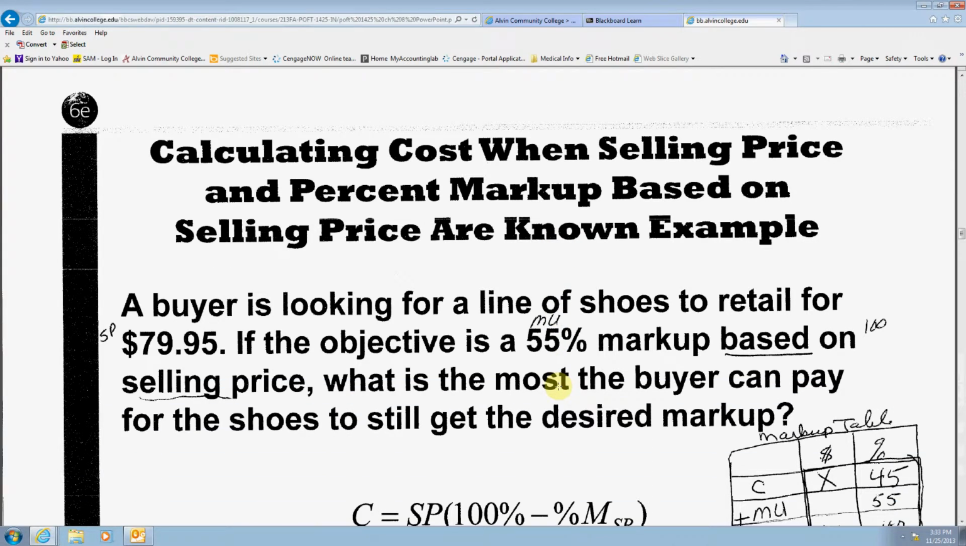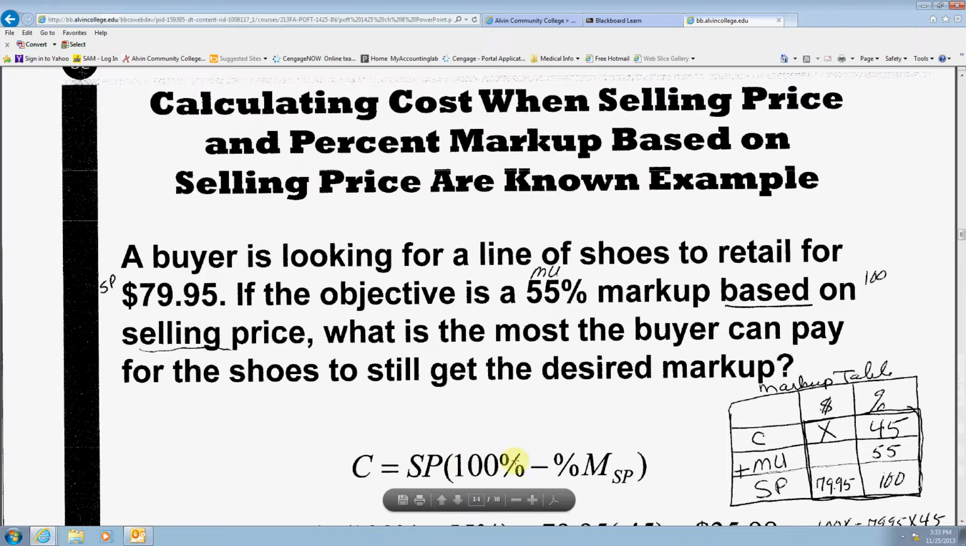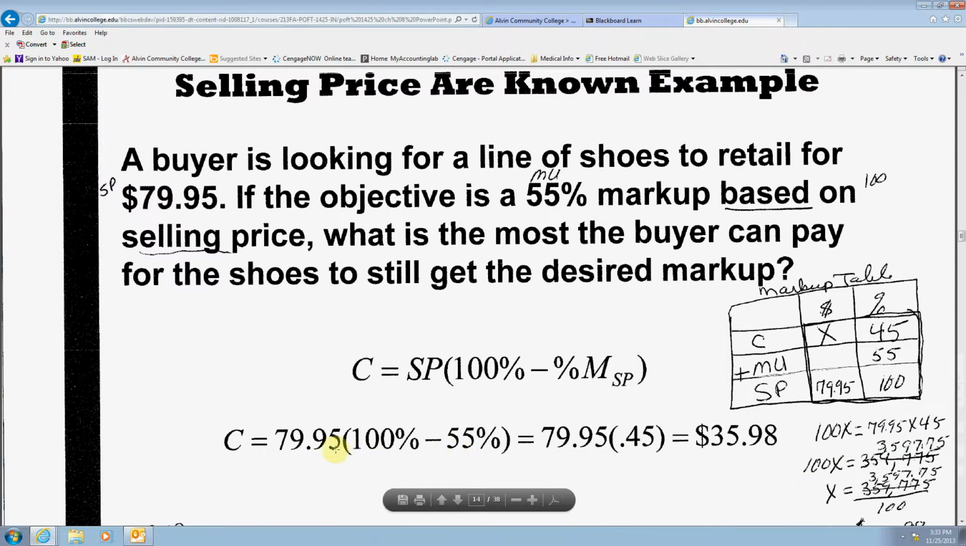A buyer is looking for a line of shoes to retail for $79.95. That's the selling price they wanted to have. If the objective is a 55% markup based on selling price, what is the most the buyer can pay for the shoes to still get the desired markup? The formula is selling price times 100% minus the percent of markup based on selling price. So it's $79.95, 100% minus 55%, gives $79.95 times 0.45, which is $35.98.